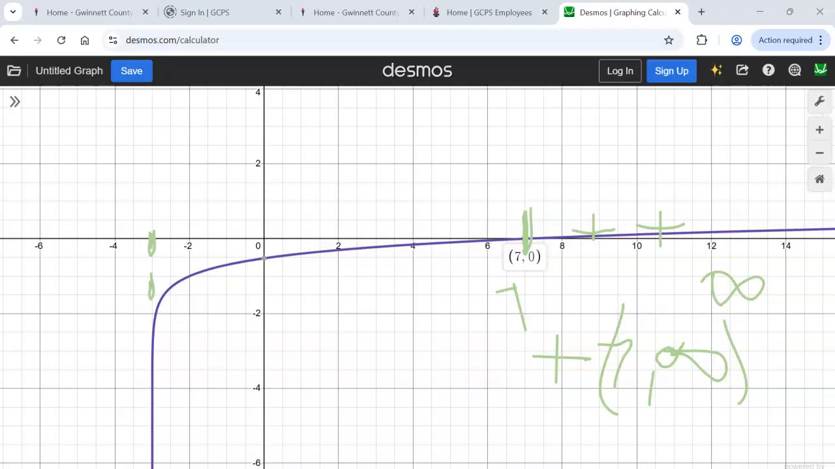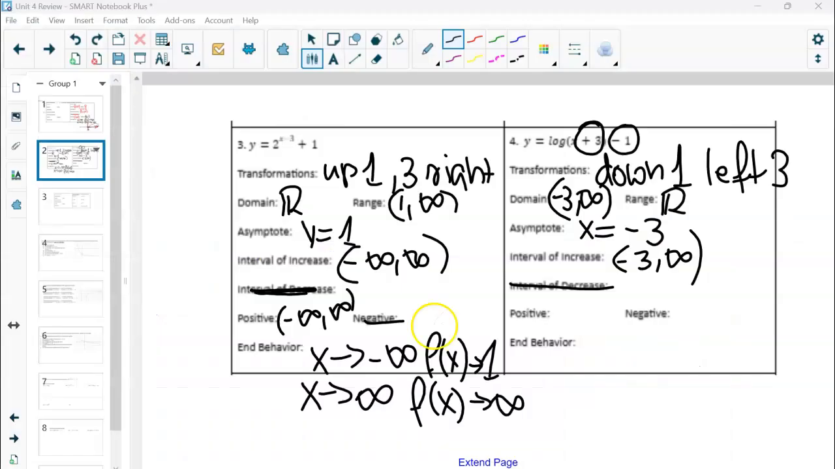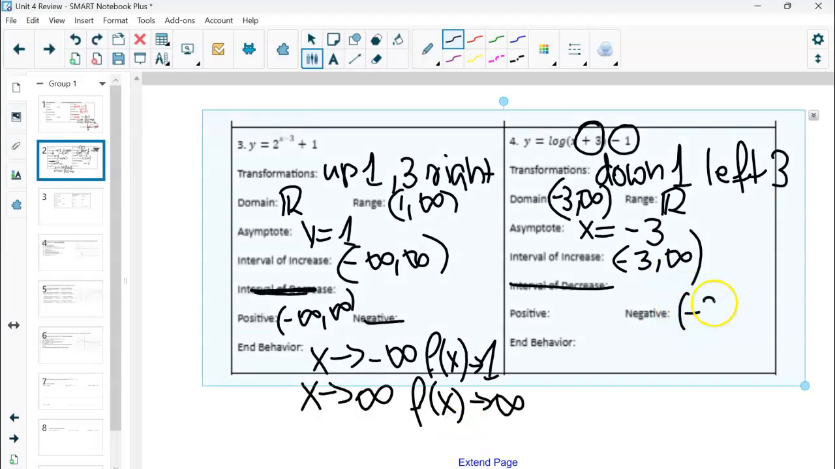Between the asymptote and 7, it's all below the x-axis. So all of this part of the function is below. Between -3 and 7, the function is below here. So negative is going to be from -3 to 7. All right, so let's write that down here. Negative numbers from the asymptote to the x-intercept, positive from 7 to the right of the infinity, okay?